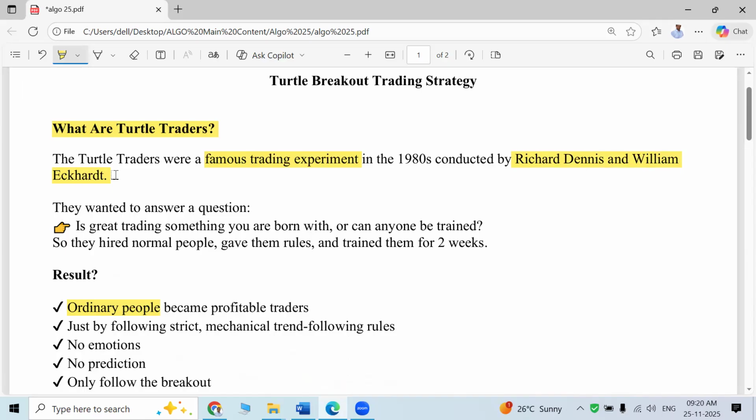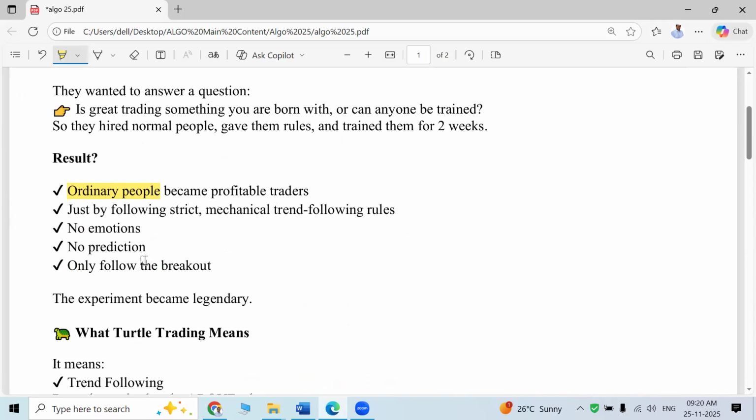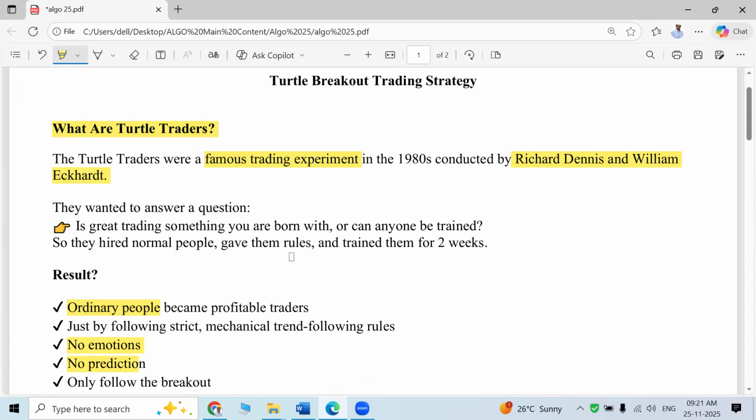like what we do in actual algo trading. In actual algo trading, we don't have any emotions. We have no prediction. We only follow certain rules. In the 1980s, there was a very small number of computers, so the trading was done manually. At that time, there was no computation either.